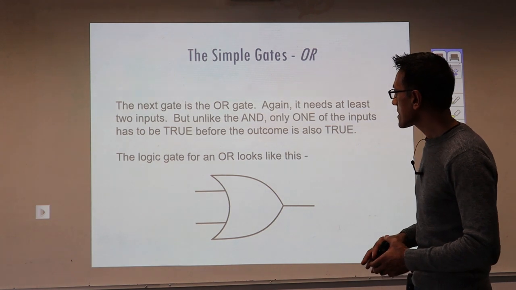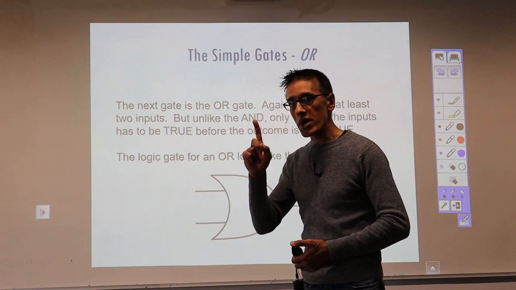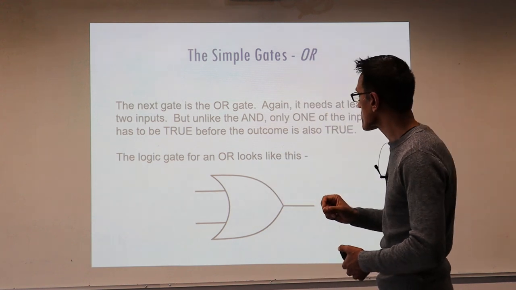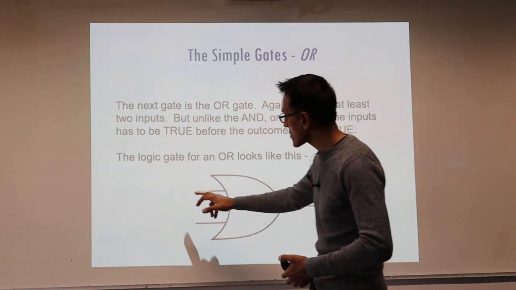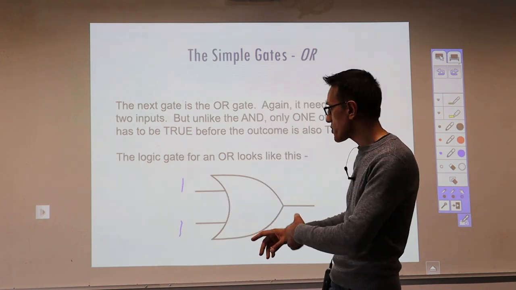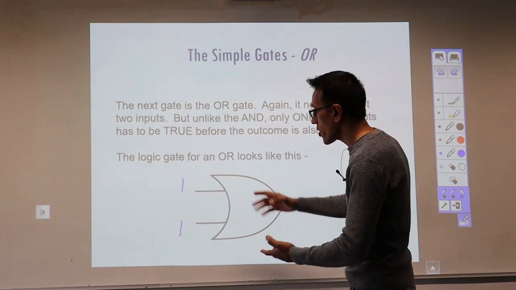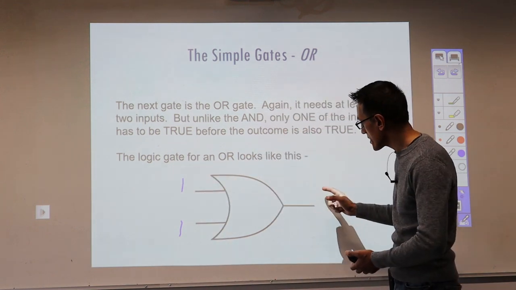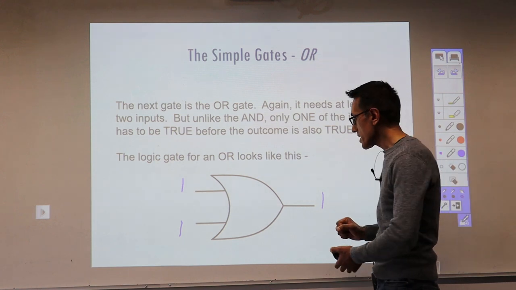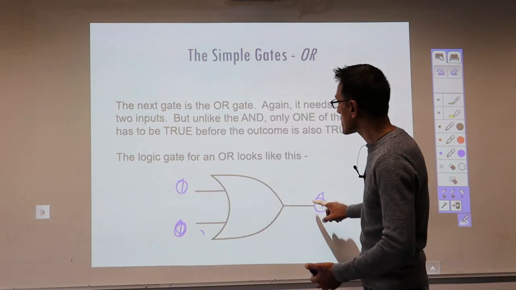The OR gate has at least two inputs, but only one of those inputs needs to be true before the outcome is true. So A or B, one or the other, as long as one of them is true, then the output becomes true. If they are both set at zero, then the output is going to be zero.